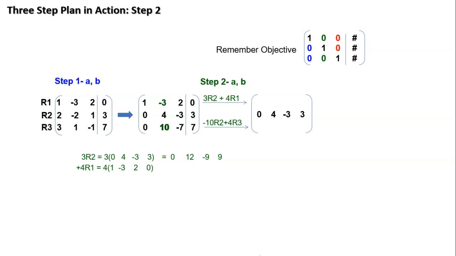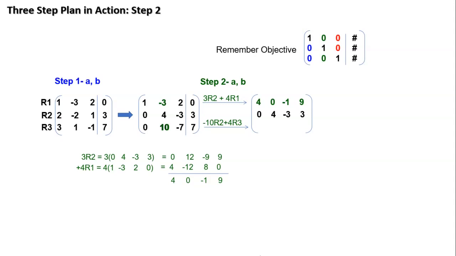So when I multiply 4 times row 1, I get 4, -12, 8, 0. And when I add these two together, we eliminated our y value, or that second value, right? So that's what my first row is, 4, 0, -1, 9.